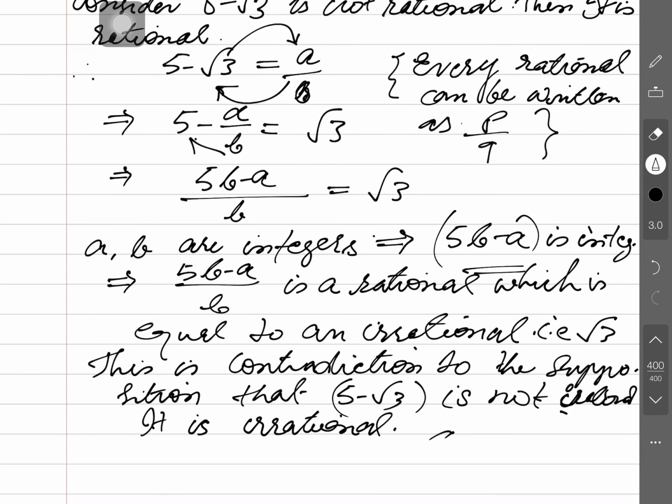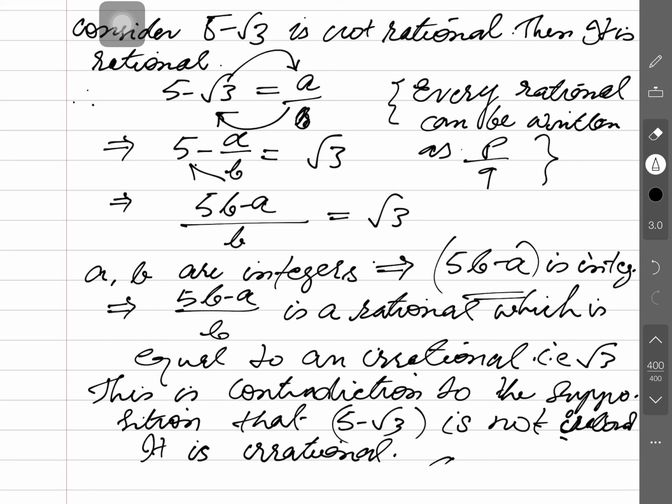In every question, the same number of steps will come again and again. Is that clear? You have to change only the terms here. Listen again, this method is completely based on the contradiction concept. First you suppose the number is not irrational. If any number is not irrational, then it will be rational, and if any number is rational, then it can be written in the form of p by q.